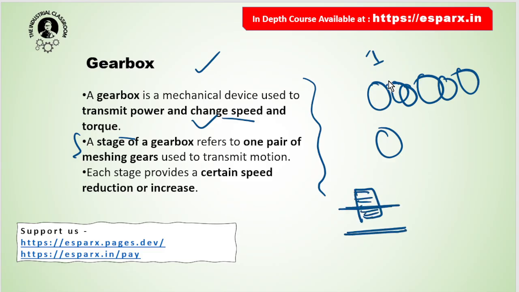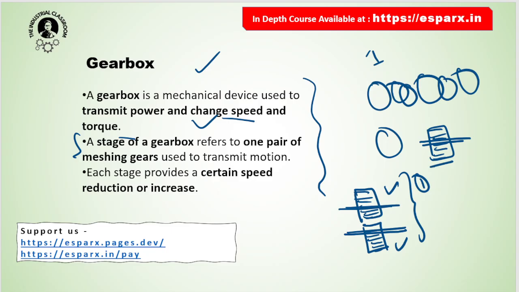This is a gear and this is another gear, right? So here it is one pair, which means two: one gear, one pinion. So this makes a pair, and it is single stage. Now when we talk about two stages, we will say this is a gear here.